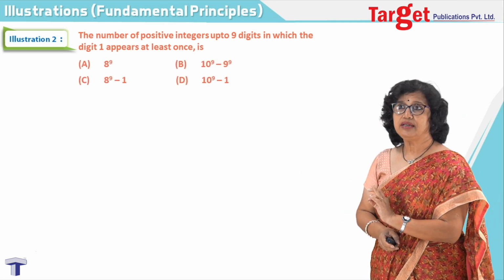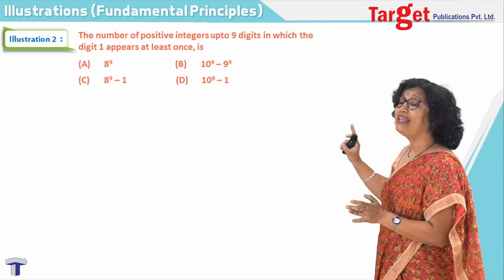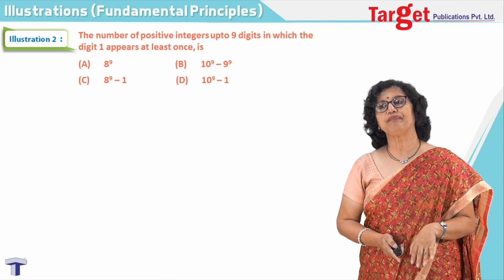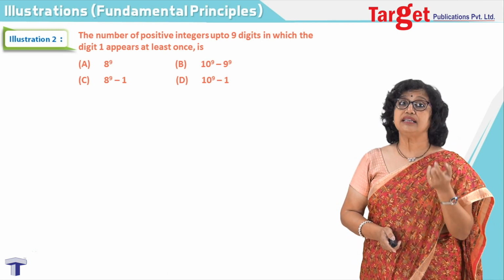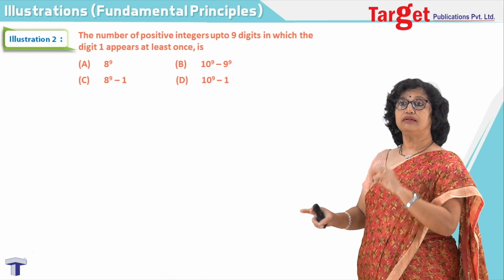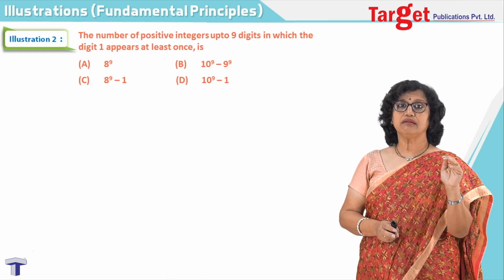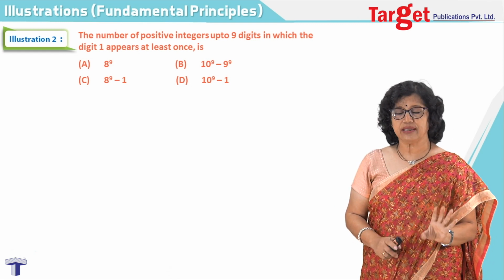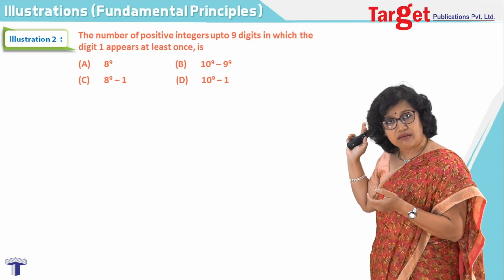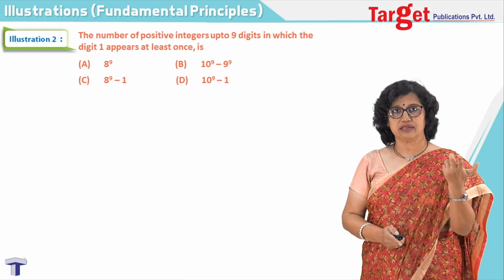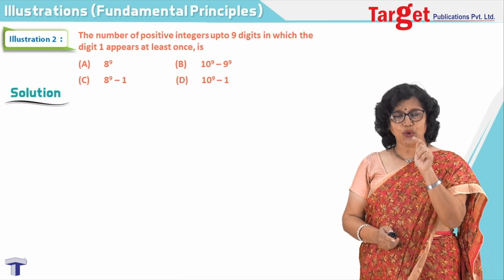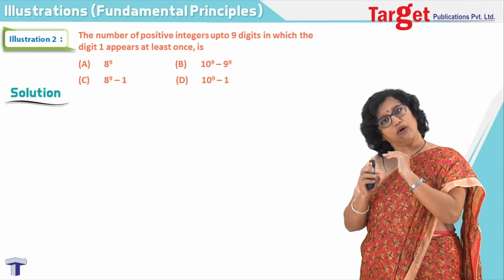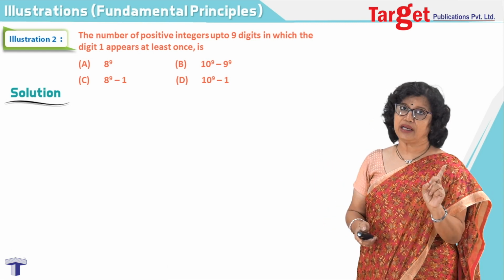Now I go to second one, and second one is the number of positive integers up to 9 digits in which the digit 1 appears at least once is, and again I am given 4 options. Now question says number of positive integers, means nowhere all the places zeros allowed. I hope you followed, means 0 is not included. And question is regarding number up to 9 digits. That number what you are going to choose can be up to 9 digits, means 1 digit, 2 digit, 3 digit, all numbers are possible. Up to 9 digits you are allowed to take.